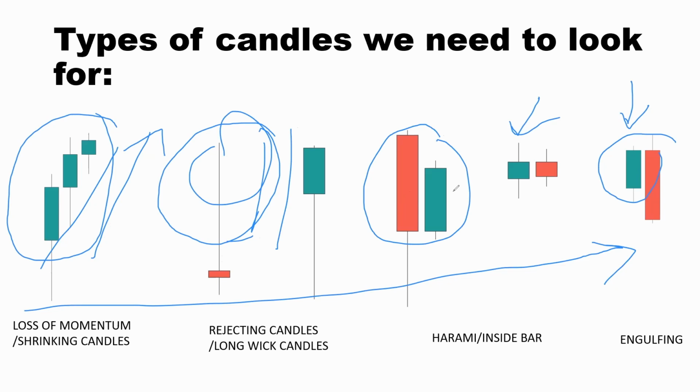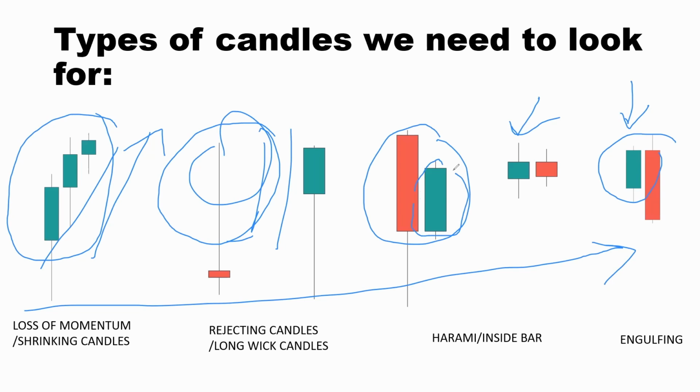A harami is telling me that sellers were there, but buyers showed us that they are also available. They have ambushed the sellers. That's why it's called an inside bar. The momentum of the sellers has been eaten up, and buyers have shown their presence in the market. Are we together?